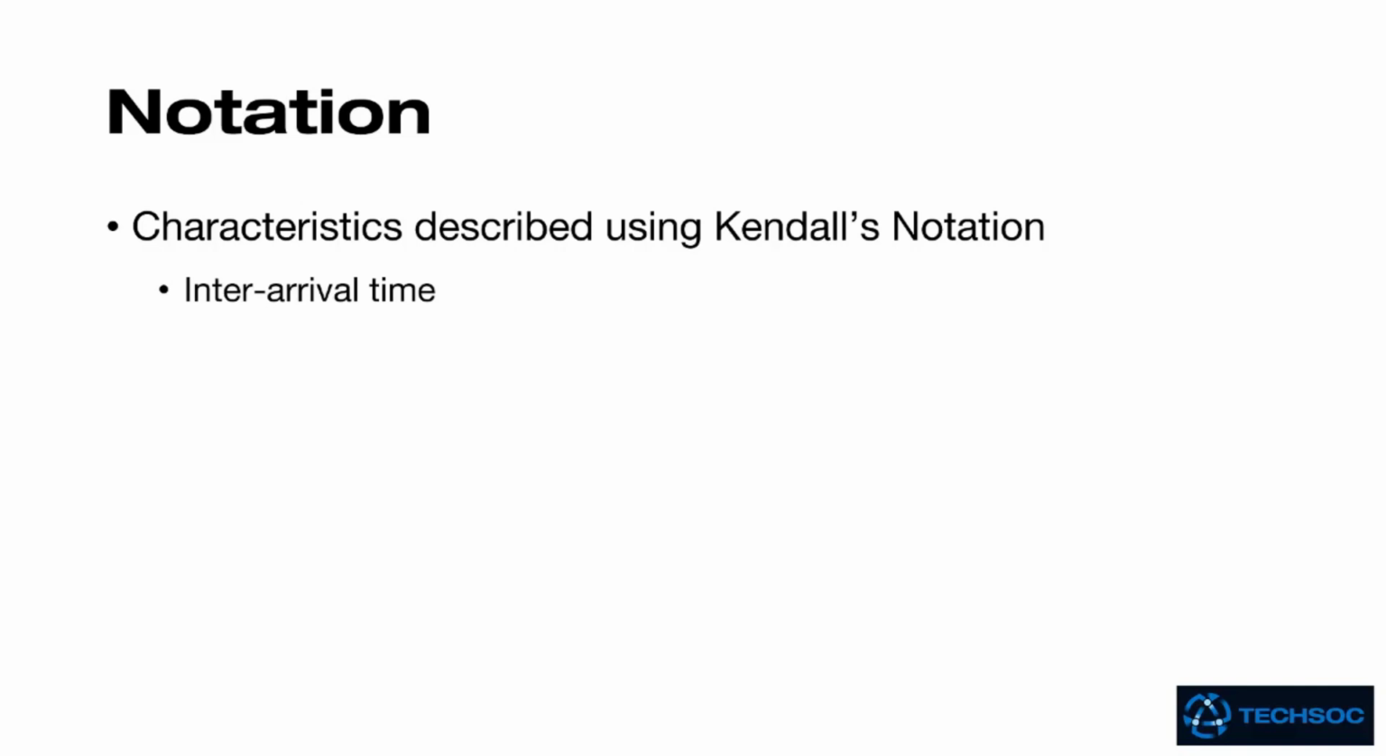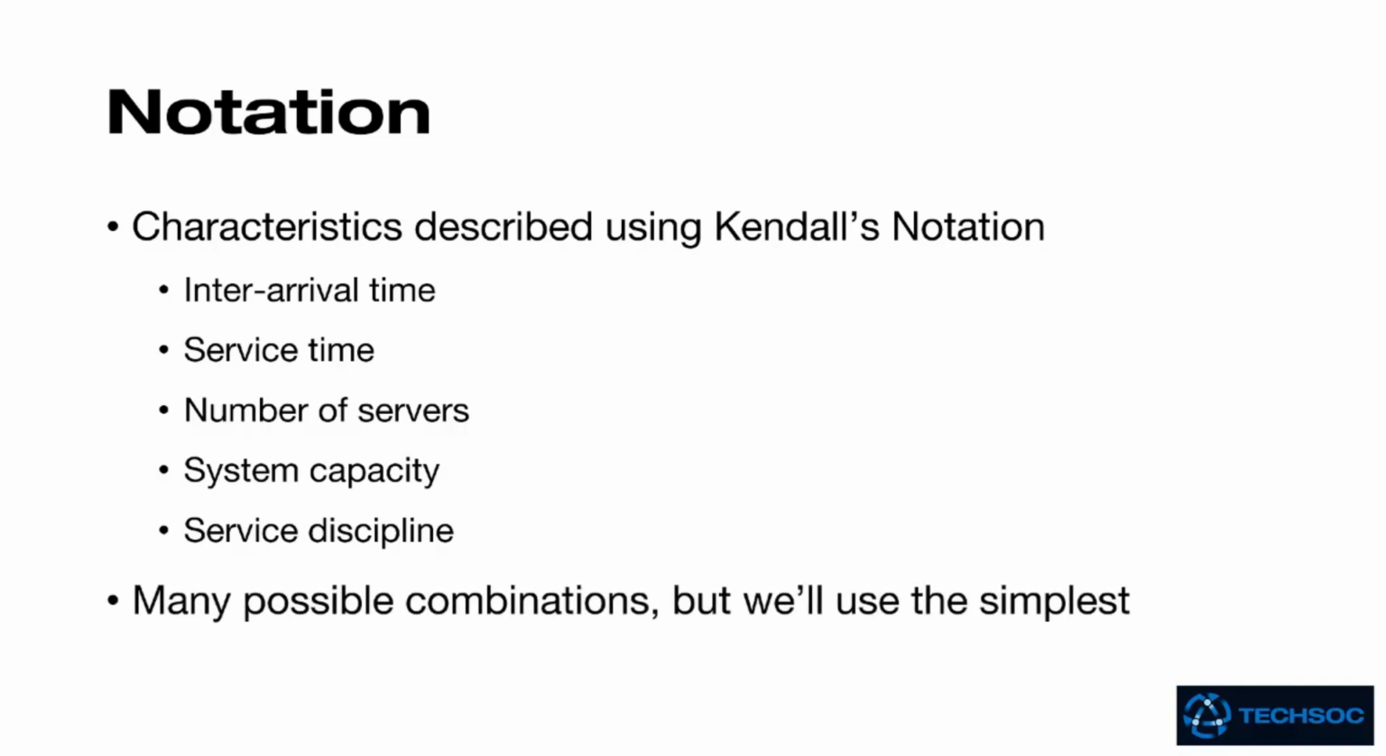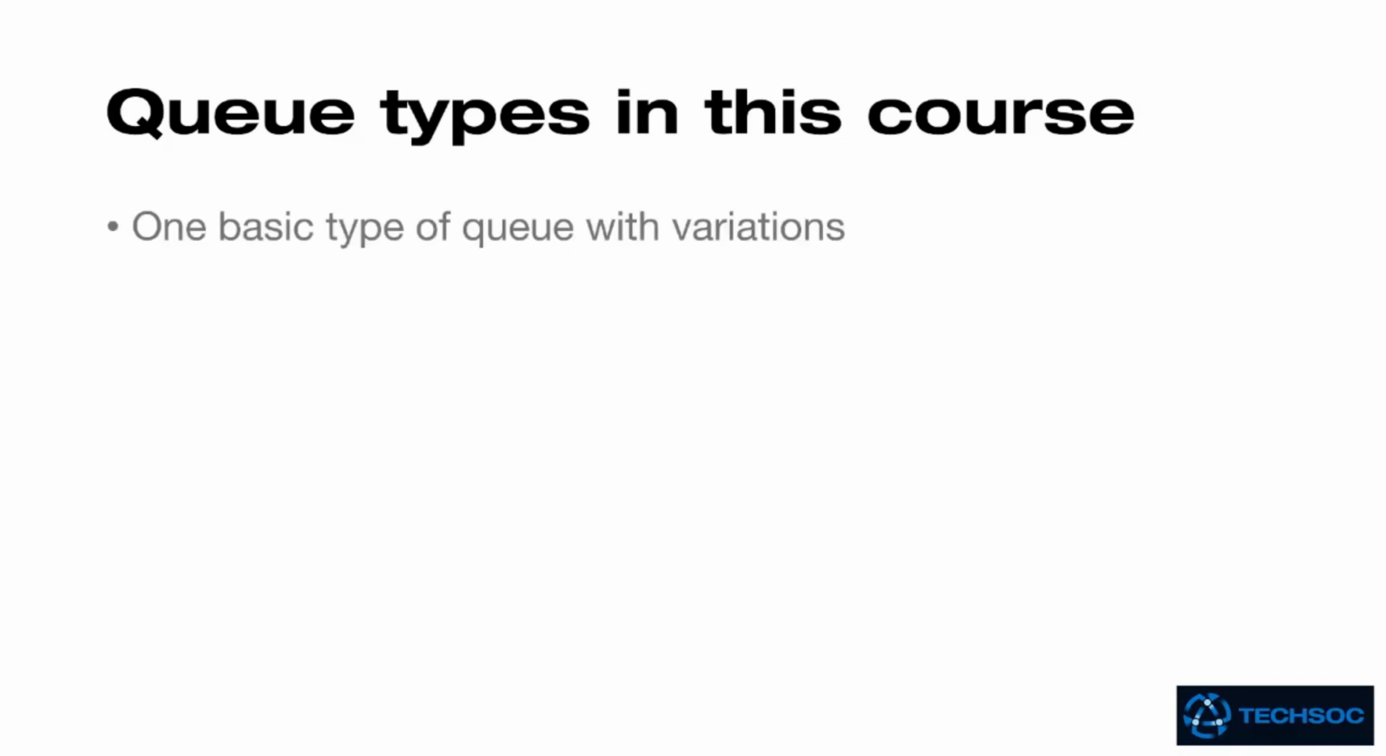One element is the inter-arrival time, and that is how often items are added to the queue. So that could be customer arrival times. Next, the question is how long it takes to serve each customer, and that's called the service time. Then there are the number of servers, the system capacity, and the service discipline, which is a fancy way of indicating how you will serve the customers that arrive. First in, first out, by some sort of priority system, or whatever. There are many possible combinations, but we will use the simplest, and here's what that looks like.